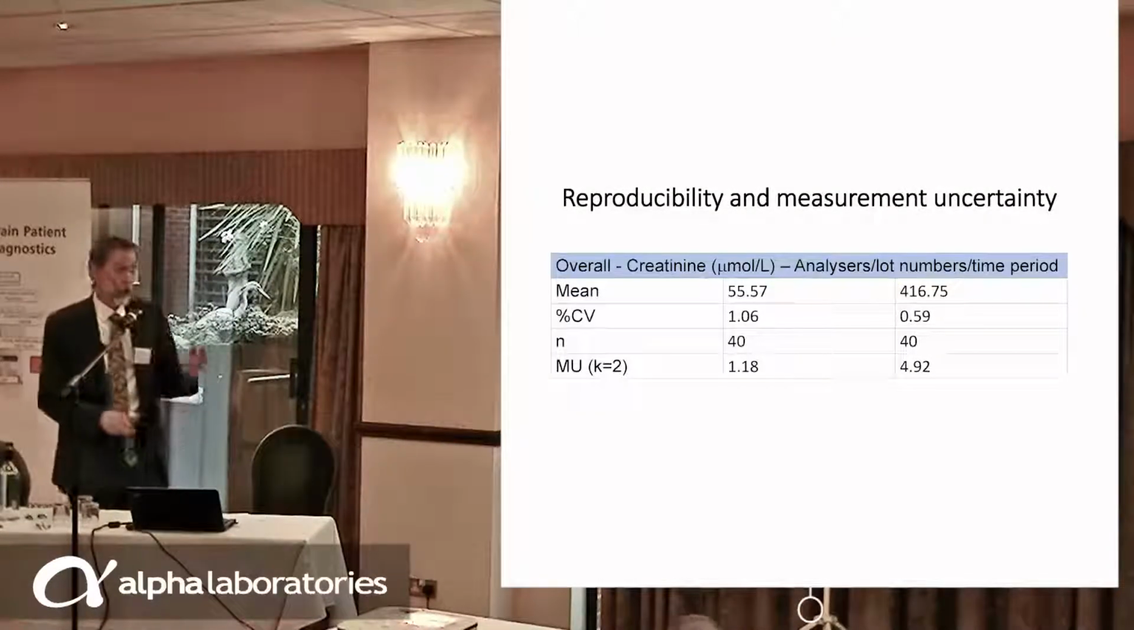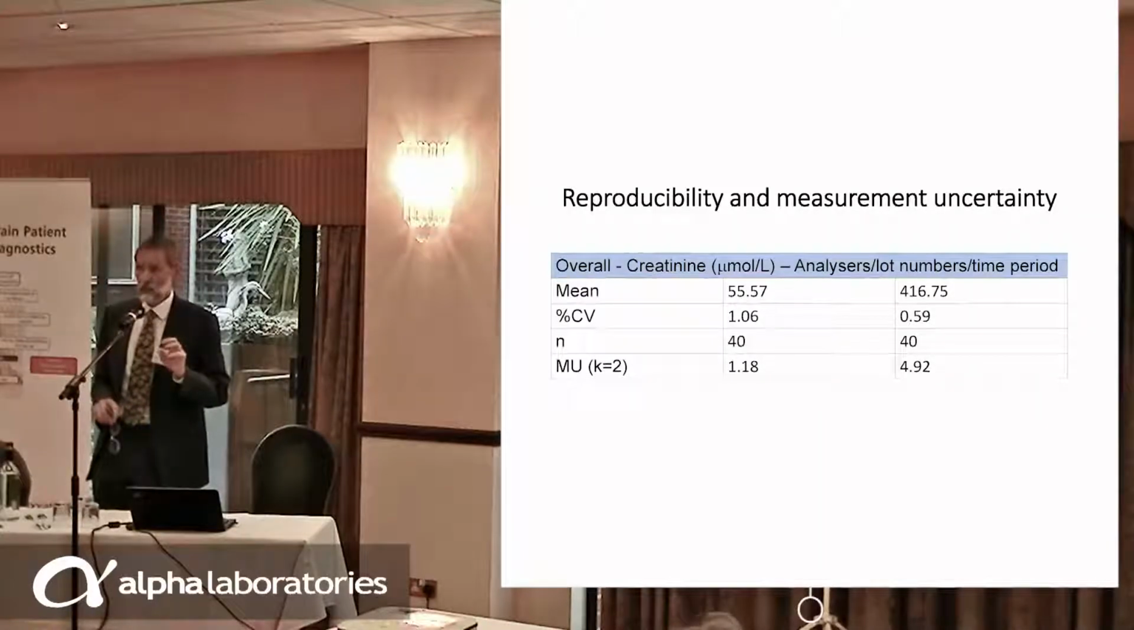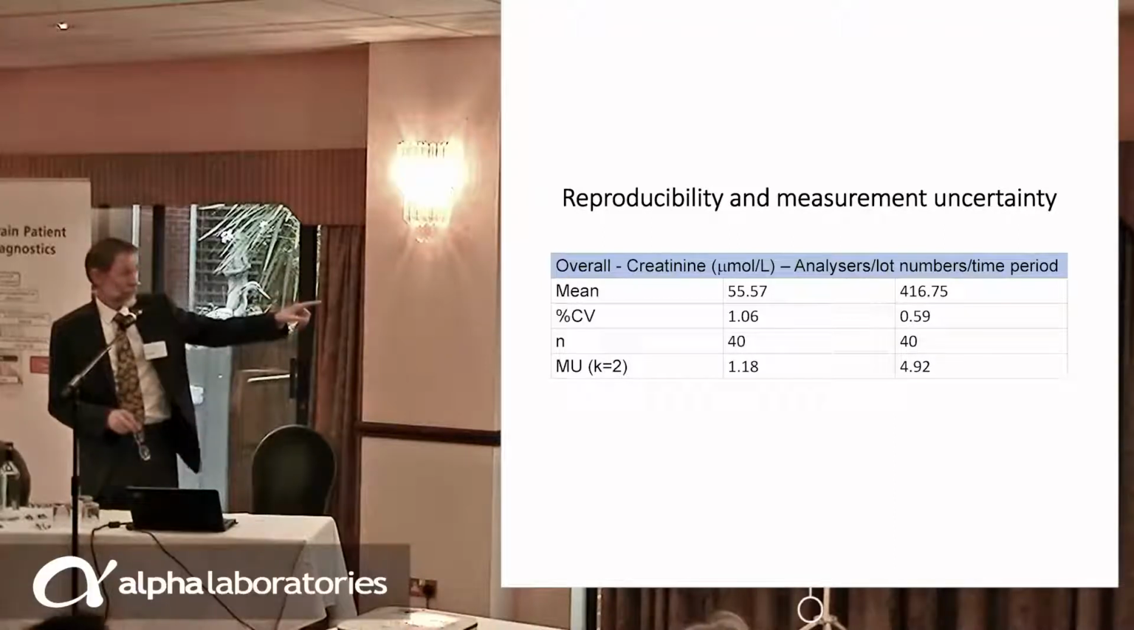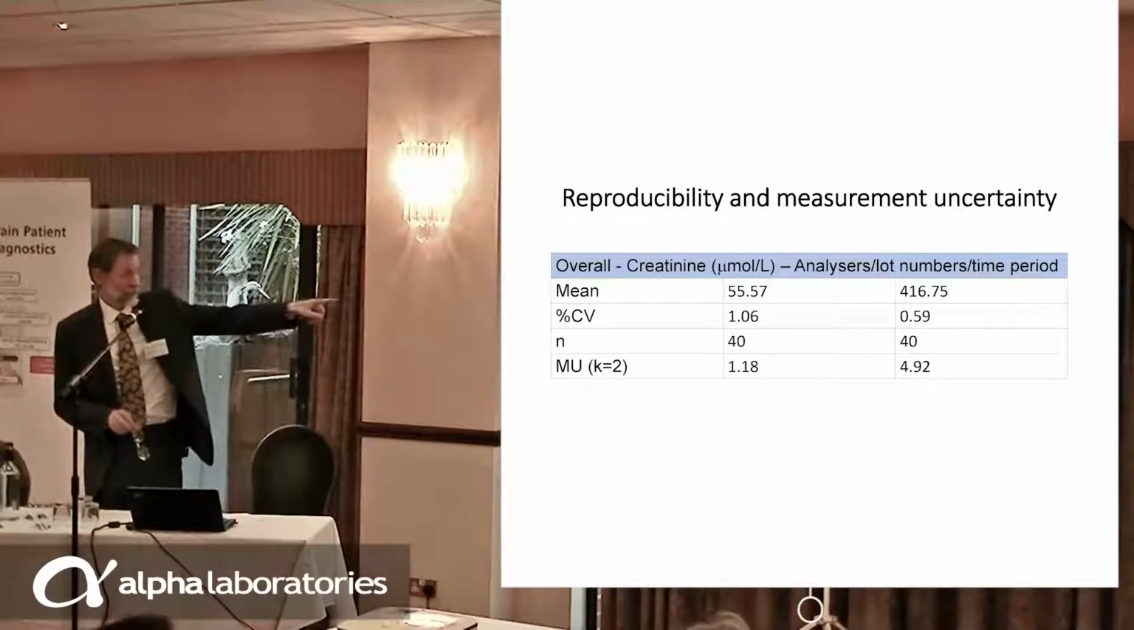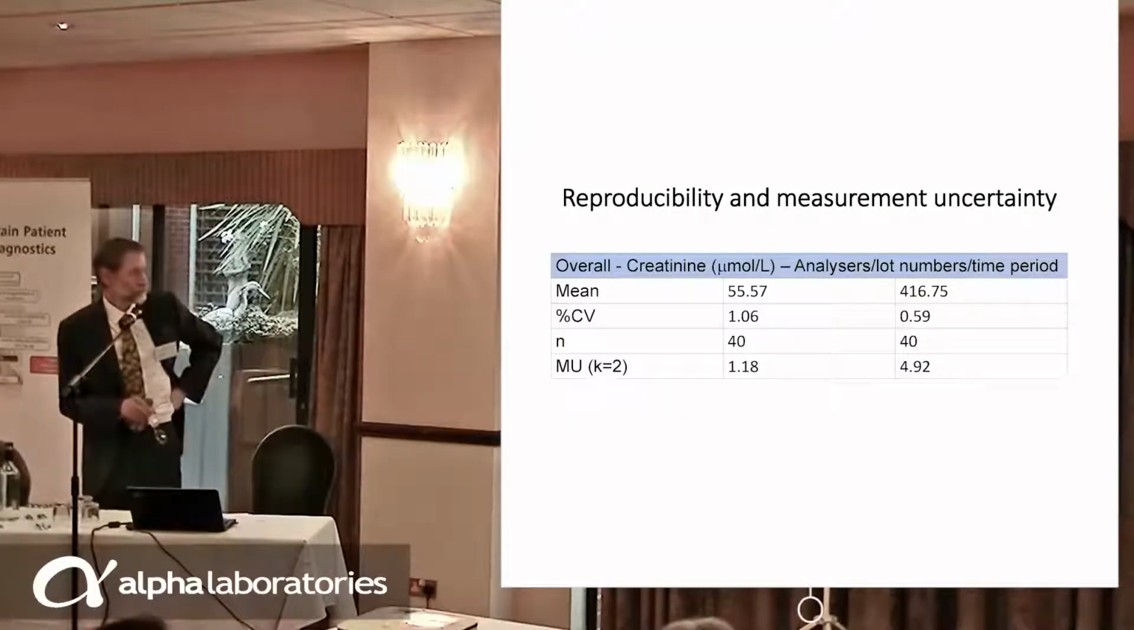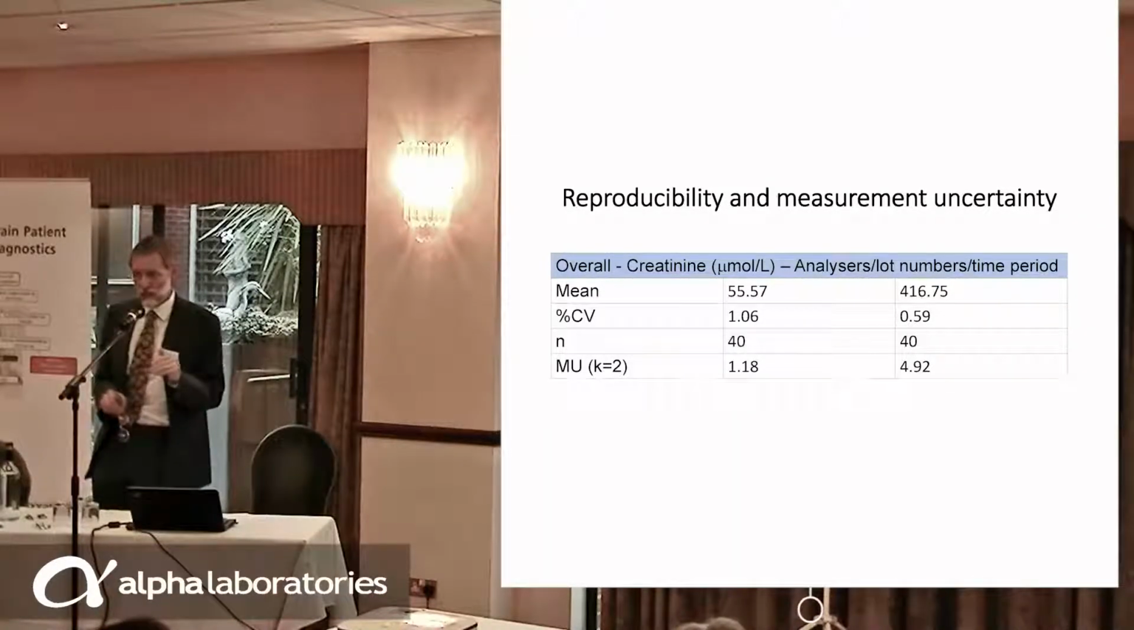And what a lot of labs are doing, and I think this shows that you're thinking about uncertainty, is to expand the measurement uncertainty with a kappa of 2, to double up the SD to get you a measurement uncertainty. So it shows you thinking about measurement uncertainty. Now, I'm not going to be talking about measurement uncertainty today.